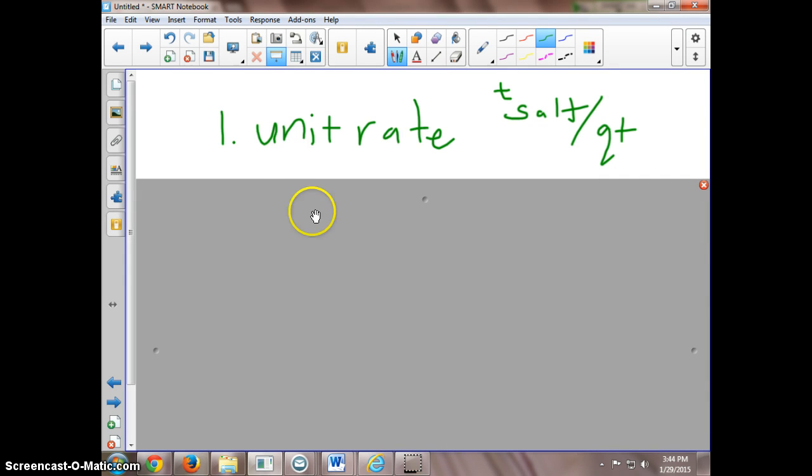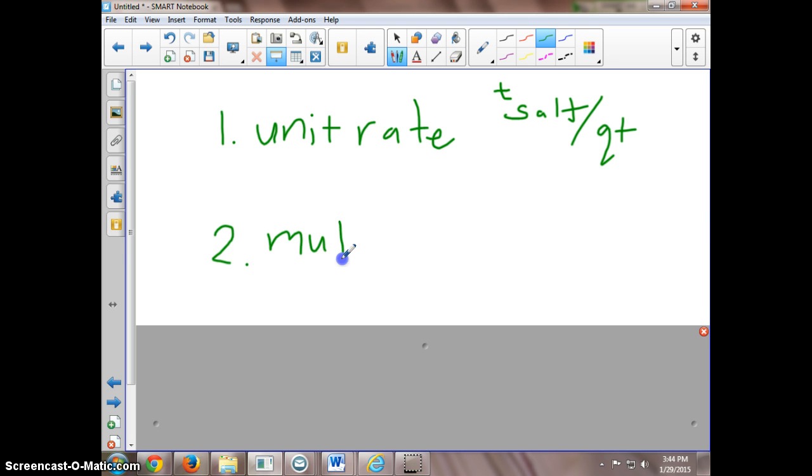So step 1 was to find the unit rate, the teaspoons of salt per quart, and step 2 was to multiply that unit rate by the values in our soup column to get our unknown for salt. So multiply our unit rate. If we were going backwards, the opposite of multiply would be to divide. But in this case, we are going forward.